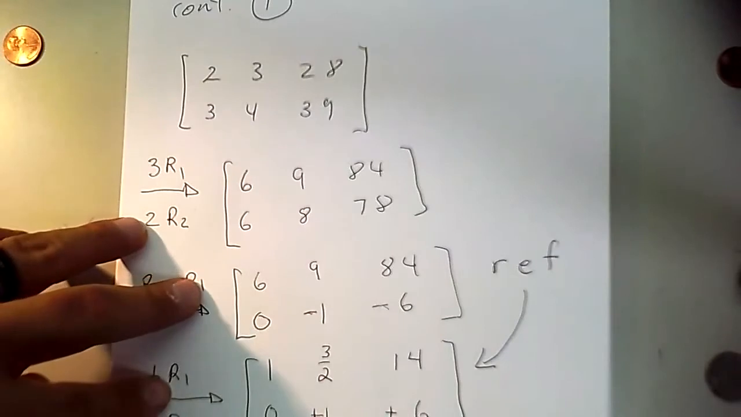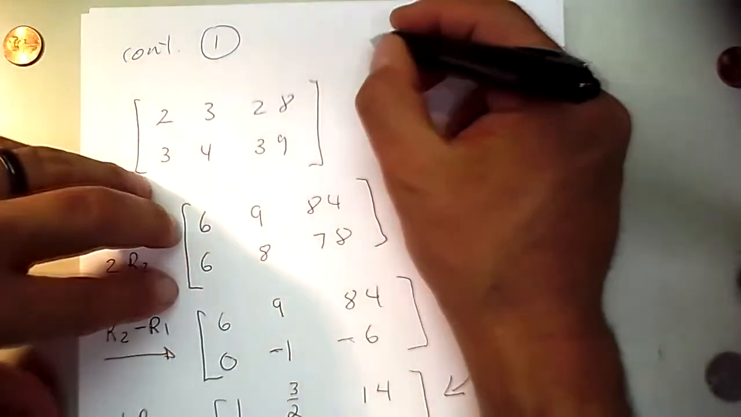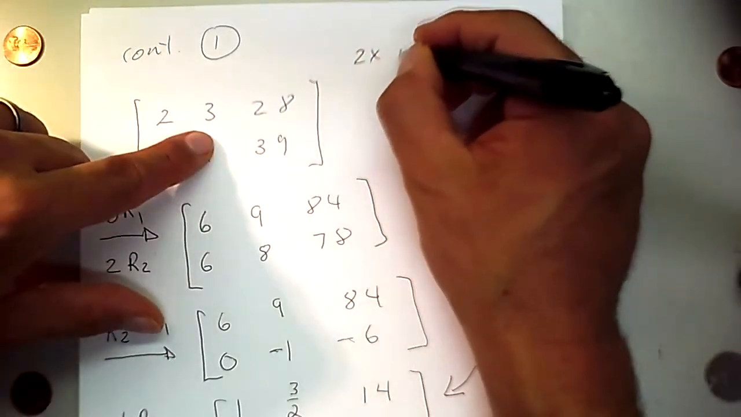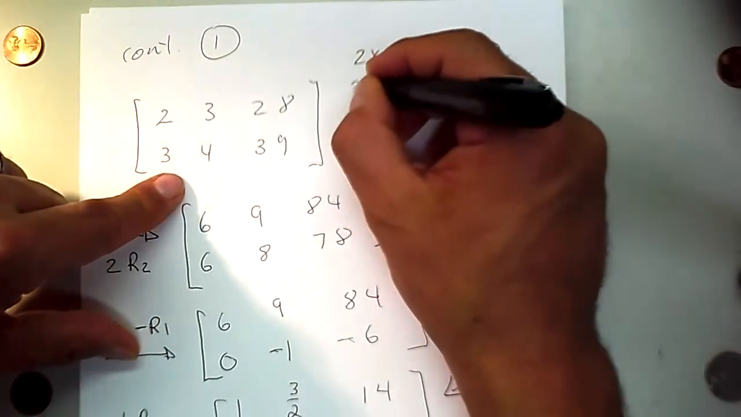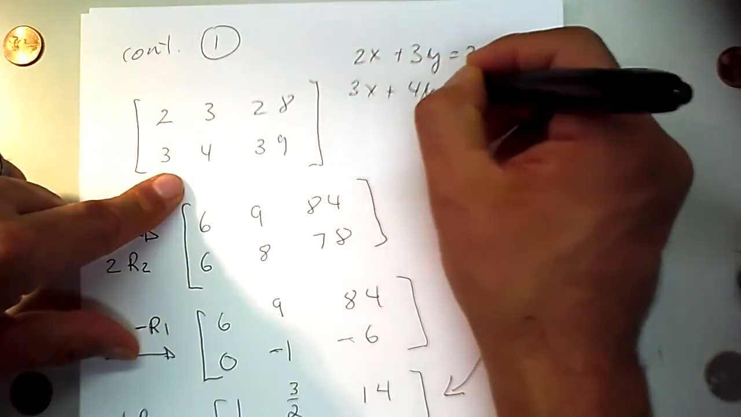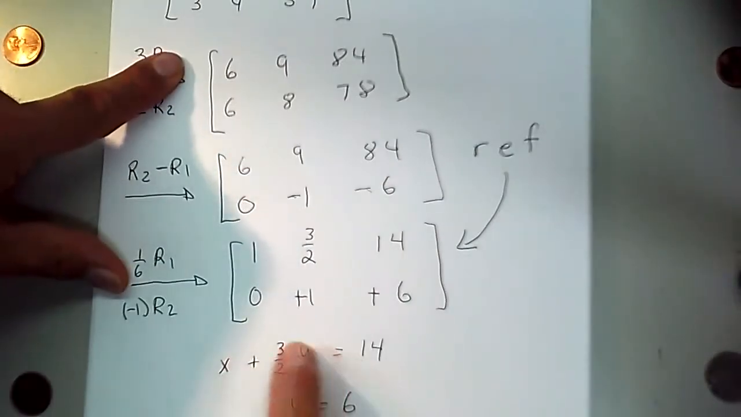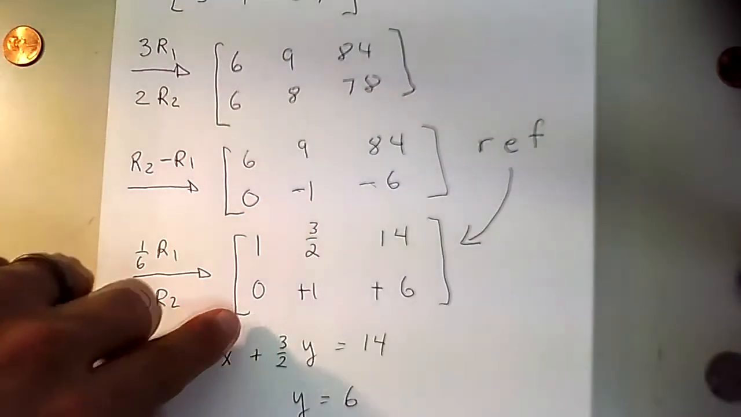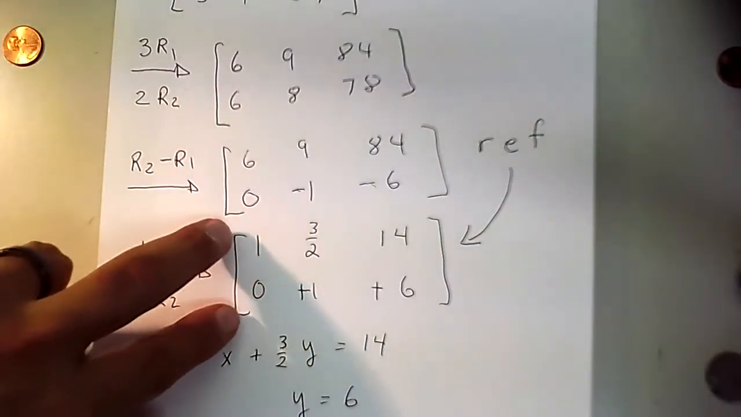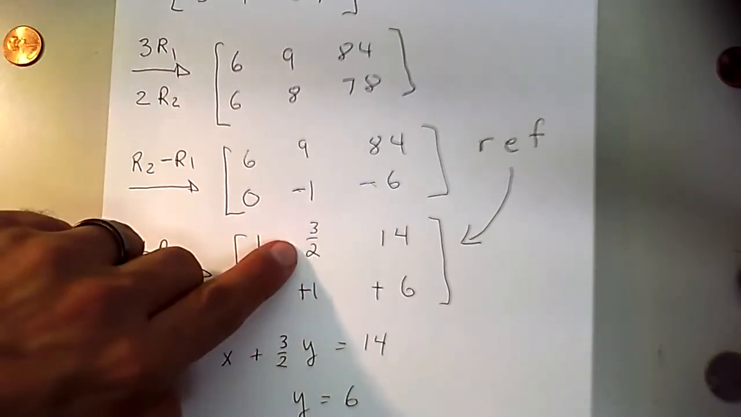What it means, though, is that the original system that we had, which was 2x plus 3y equals 28, and 3x plus 4y equals 39, this system of equations is equivalent to this system of equations. All right, but we're not going to be happy all the time to do this. We're going to continue and reduce it even more. So we have a 0 up here. So I'm going to do that.